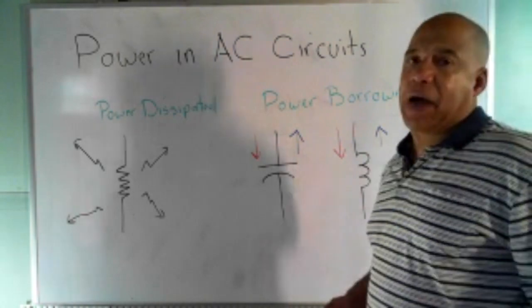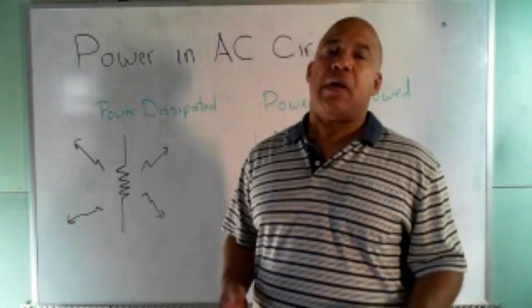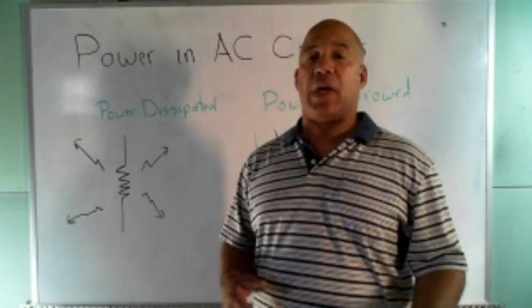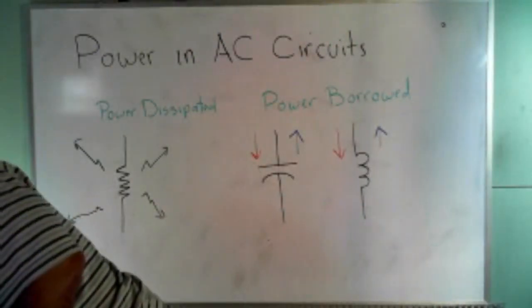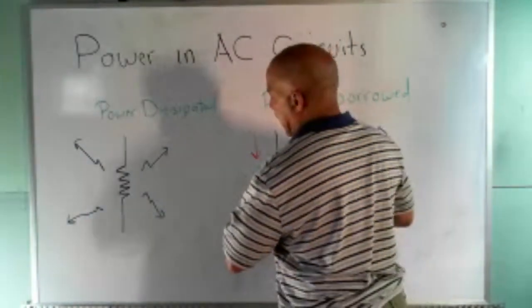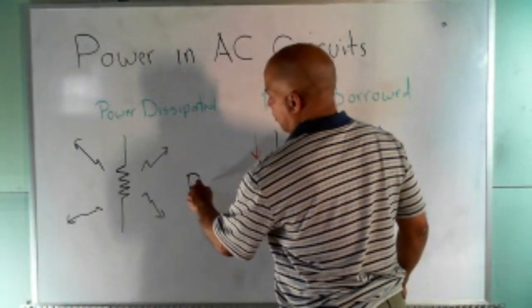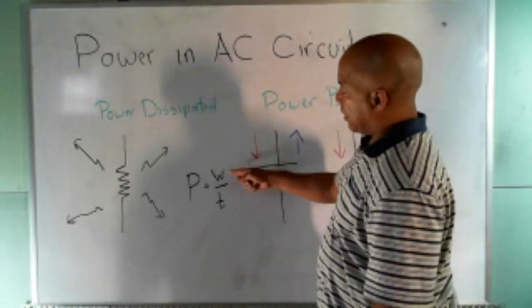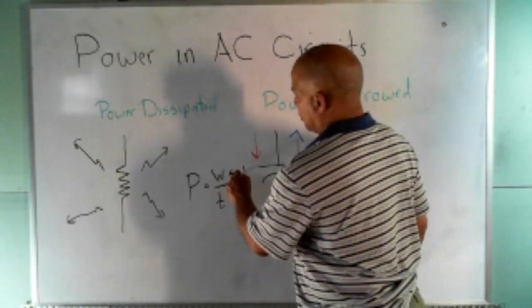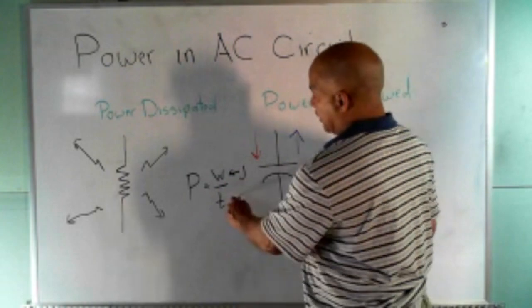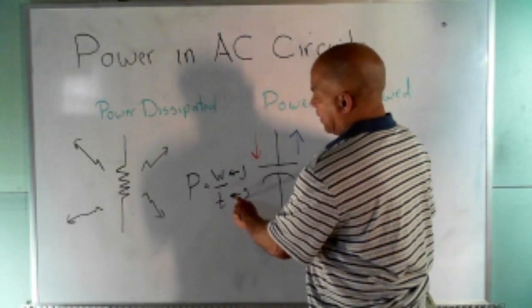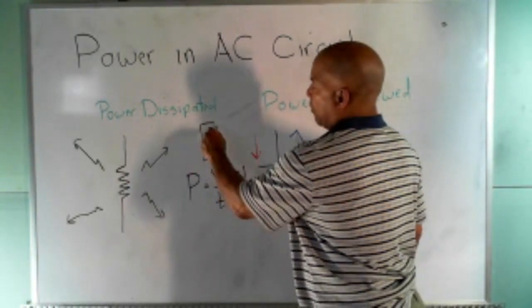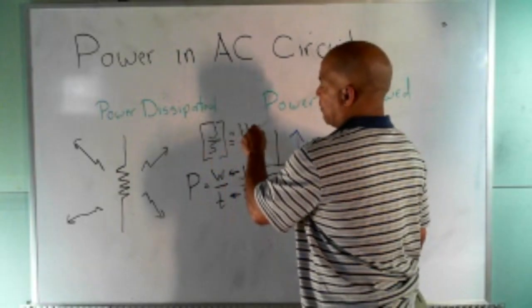So what we know about power, if you remember from DC circuits, power is a rate of doing work. Power is a rate of converting energy from one form to another. So when we look at the unit for power, power is work per unit time, or I can write that as energy per unit time. Work or energy is measured in joules. Time is in seconds. So power is joules per second. And we remember, we named that a watt.